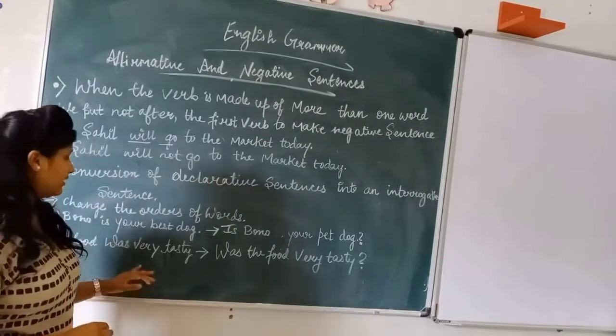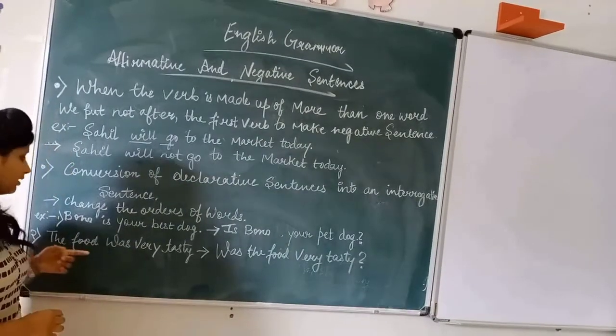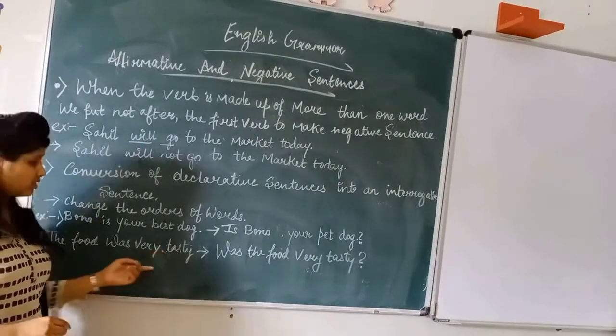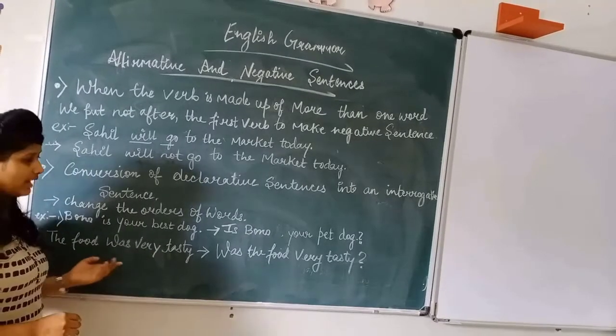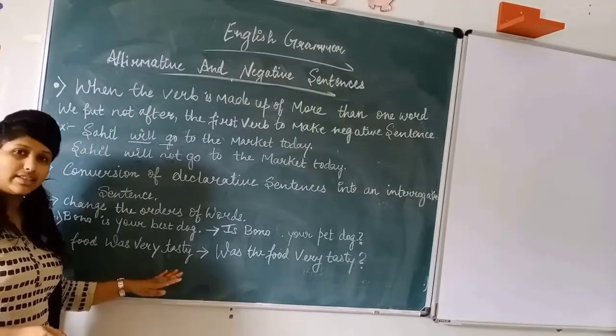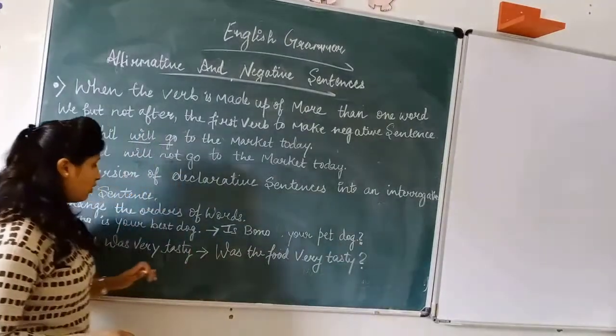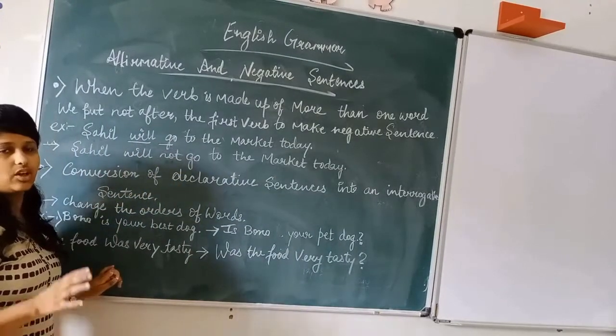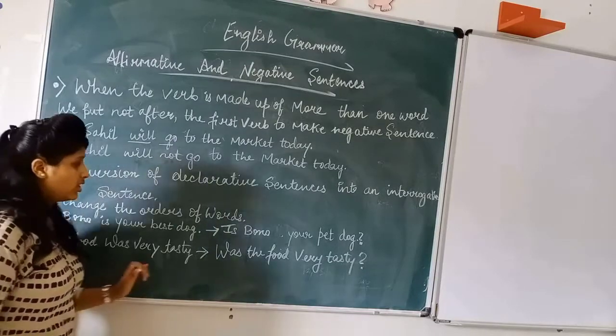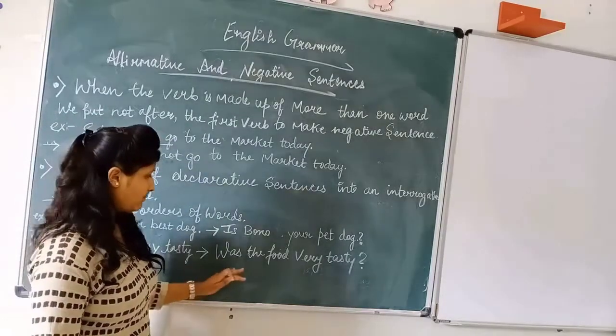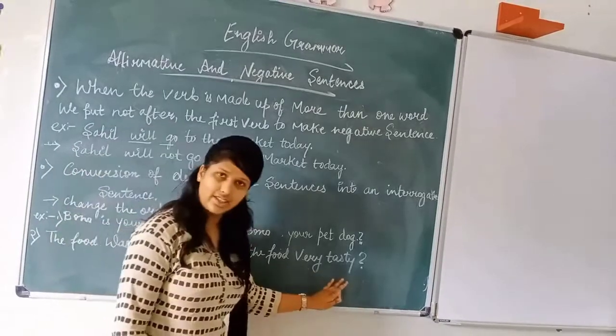Now another example: the food was very tasty. This is a declarative sentence, and now we are going to change this declarative sentence into an interrogative sentence. While changing, we just have to change the order of the words. So the sentence will be like this: Was the food very tasty?